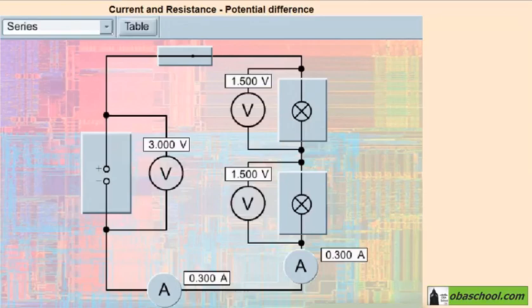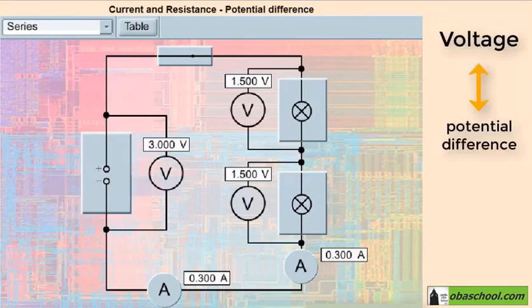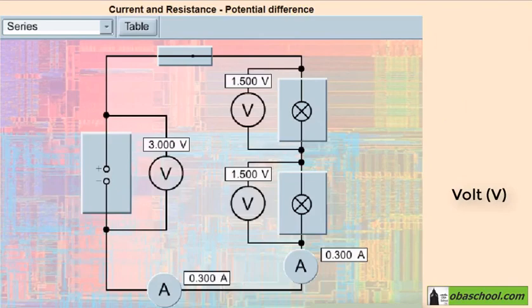Hello, in this simulation we're going to introduce the potential difference. Generally, the correct term for voltage is the potential difference, often abbreviated to PD. The volt is the unit of potential difference, which measures the energy carried by the current in a circuit.